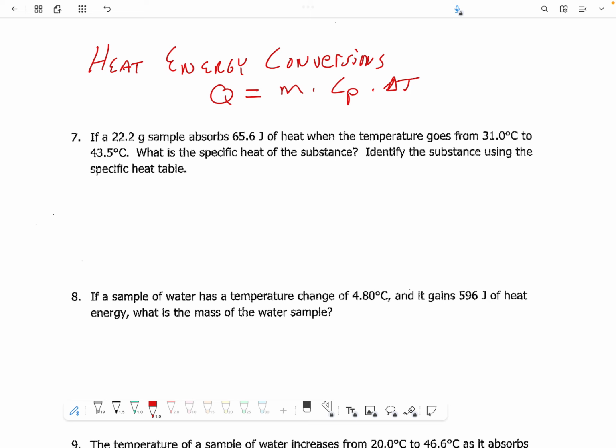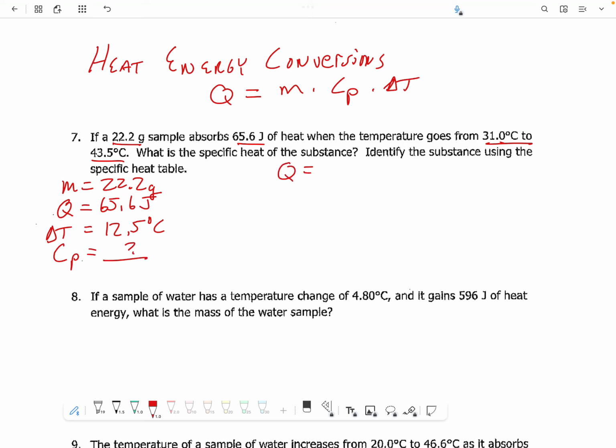I like to list my variables and their values. I do have a mass. That mass is 22.2 grams. My Q equals 65.6 joules of heat. My change in temperature, my delta T, is 12.5 degrees C. And we're trying to find the specific heat of that substance, and we don't know what that is. So we always set up our equation like so and substitute our values in for those.